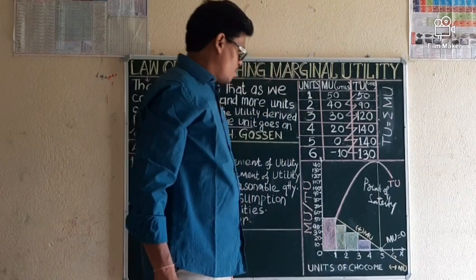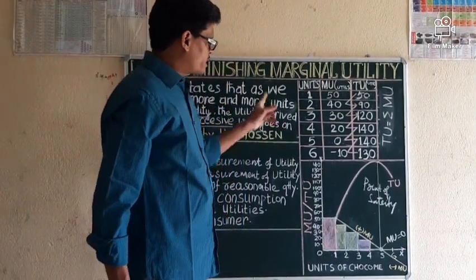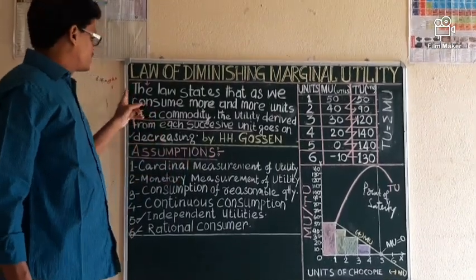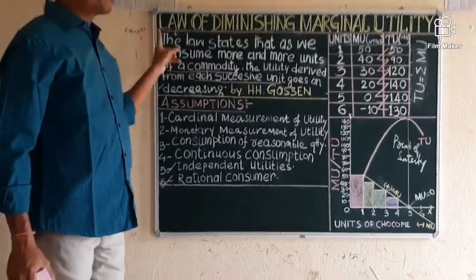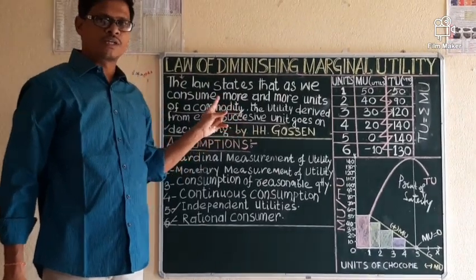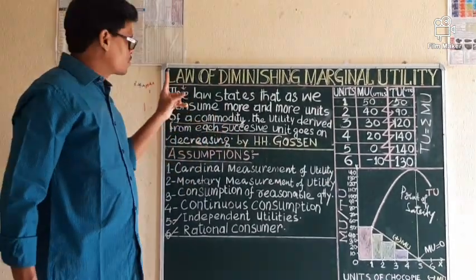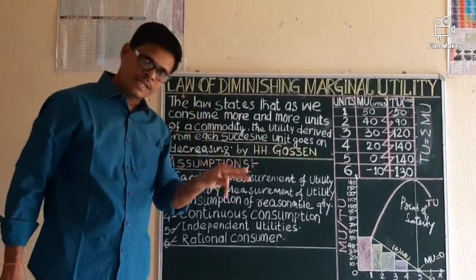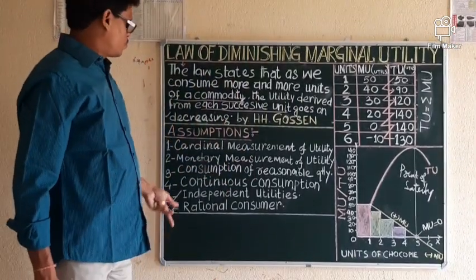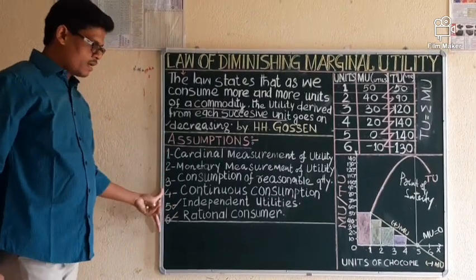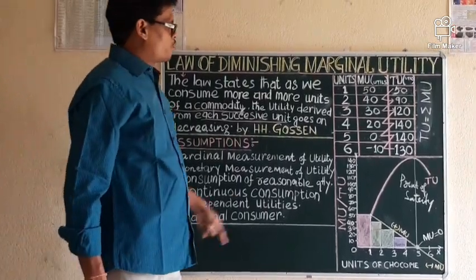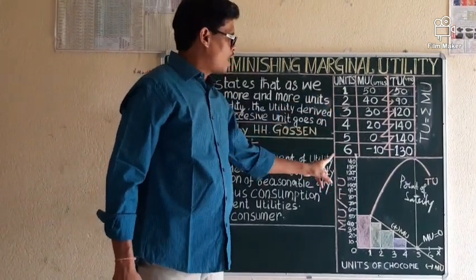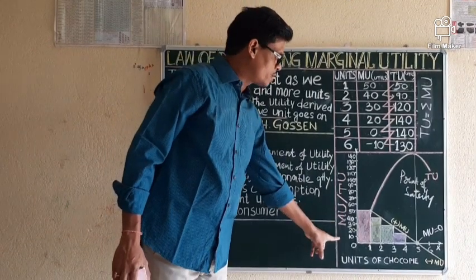So now, with this, we have completed our law of diminishing marginal utility. The law of diminishing marginal utility says, as we consume more and more of a commodity, the utility derived from the successive units goes on decreasing. With the assumptions laid down here, we have explained this with the help of a table or the schedule, and the same is presented in the diagram here.